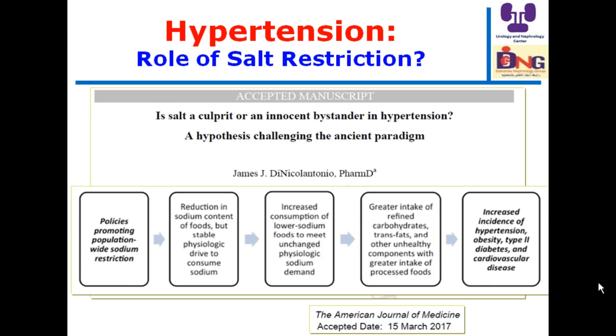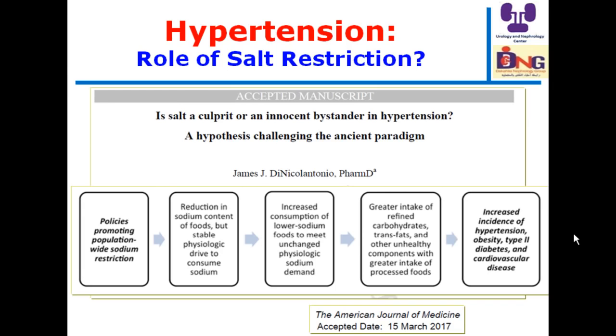Promoting wide sodium restriction, reduction in sodium content of food but stable physiological drive to consume sodium, increases consumption of low sodium foods to meet unchanged physiological sodium demand, greater intake of refined carbohydrates, trans fats, and other unhealthy components with greater intake of processed foods. At the end, increased incidence of hypertension, obesity, insulin resistance, type 2 diabetes, and cardiovascular disease. So again and again and again, we should look at the diet with a multidisciplinary approach.